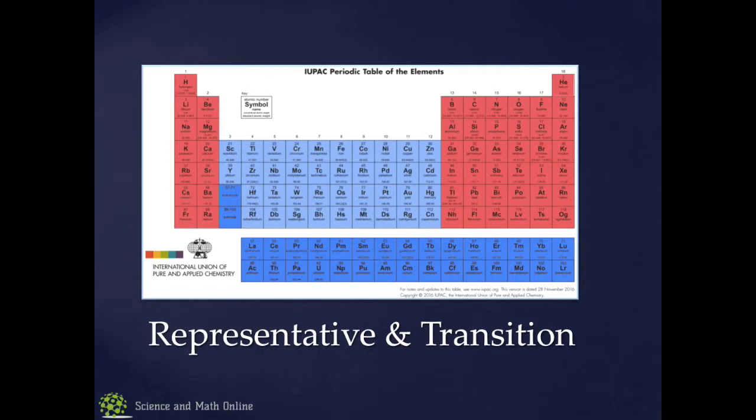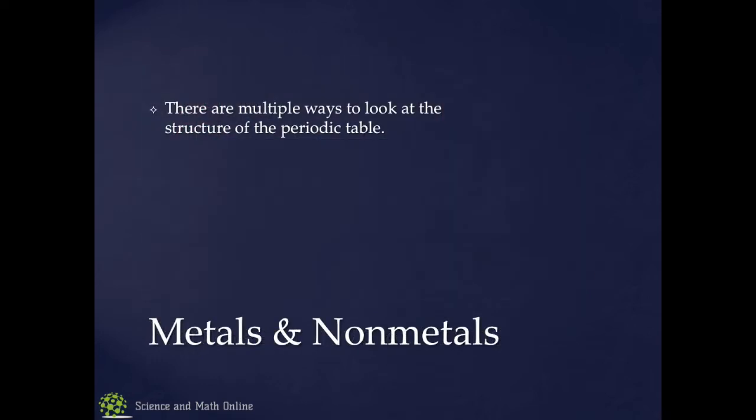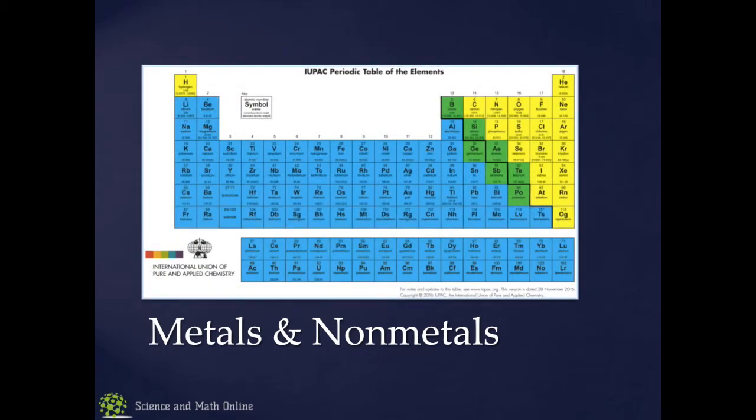So S and P block are your representative, D block is your transition, and then your F block is your inner transition. All right, and then another one that's really, really critical and really helpful is metals and nonmetals. So if we took a staircase and we drew it through the middle of the P block, like I've drawn here.